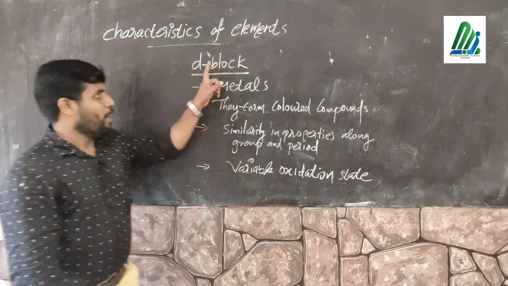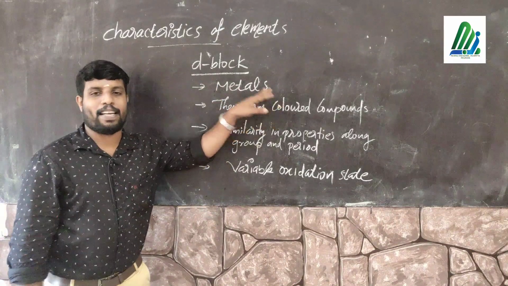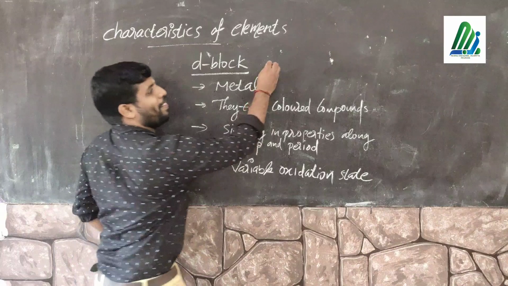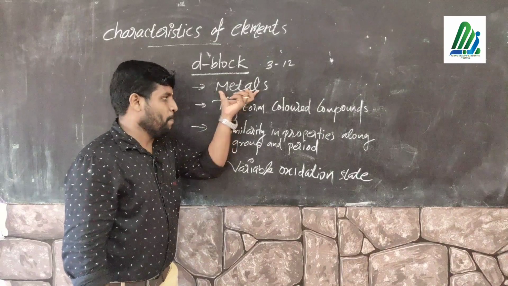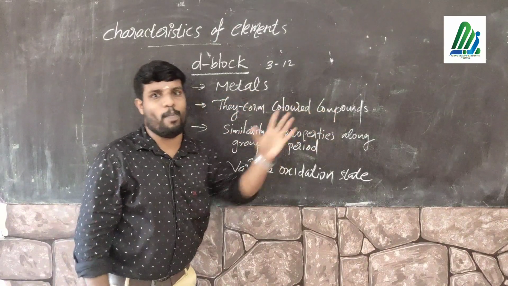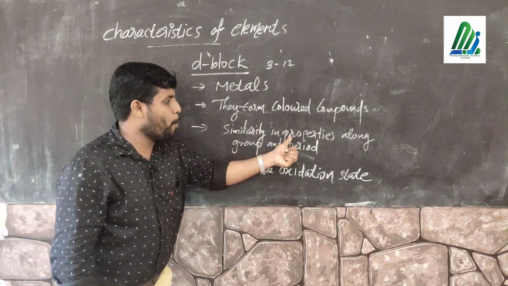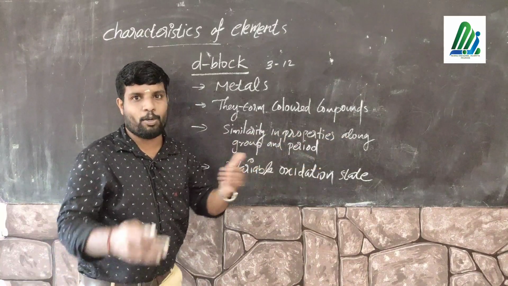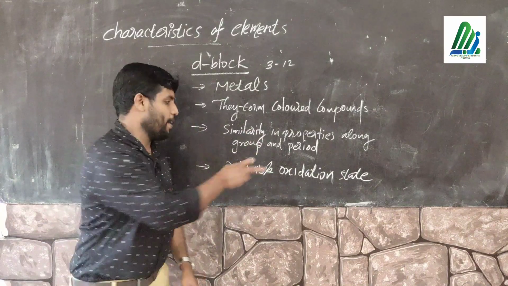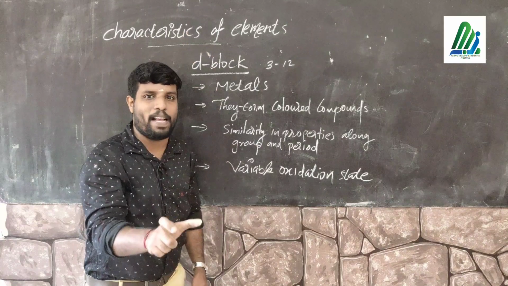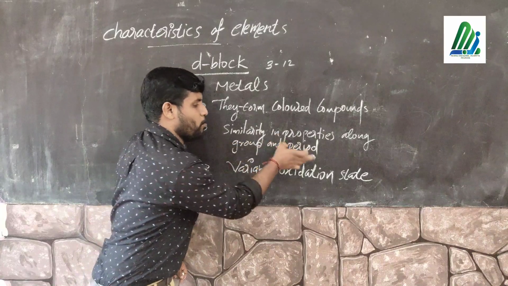So look here. The 4 properties of D block elements are written here. They are metals, because the transition metals, group number 3 to 12, are metals. The second property: they form colored compounds, due to the presence of ions. Then similarity in properties along group and period. Generally elements show similarity along a group, which is why we consider each group as a family. But D block elements show similarity along group and also in period.